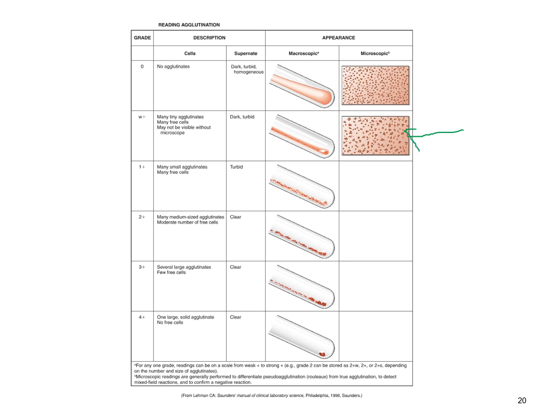With your 1 Plus, you've just got some hazy cells in the background that don't really look like they've agglutinated, with some very small clumps. And then as you move up to the 2 Plus, the clumps get a little bit larger. 3 Plus, you have a lot of large clumps, then some small ones, and then your 4 Plus is just one solid button in that tube.